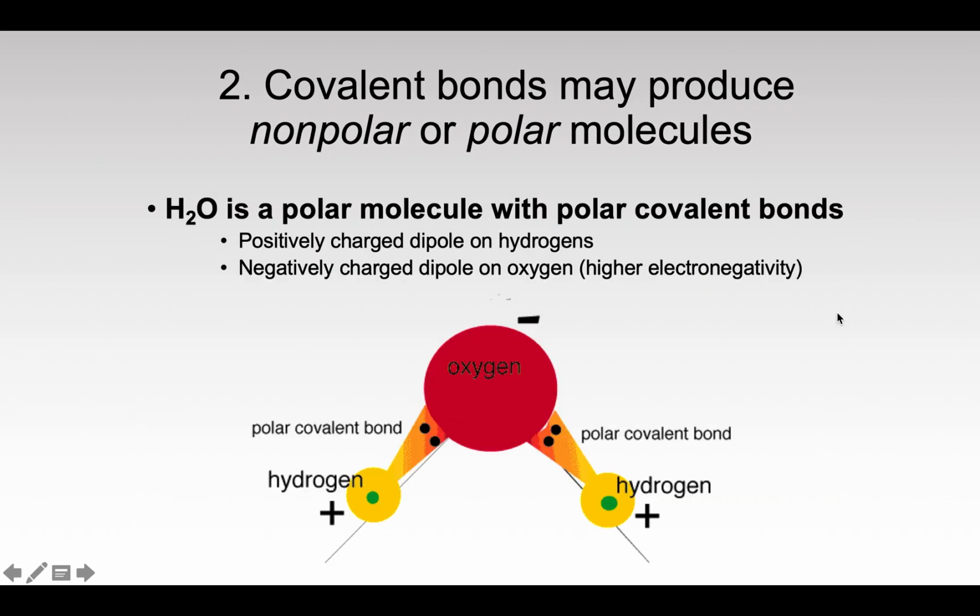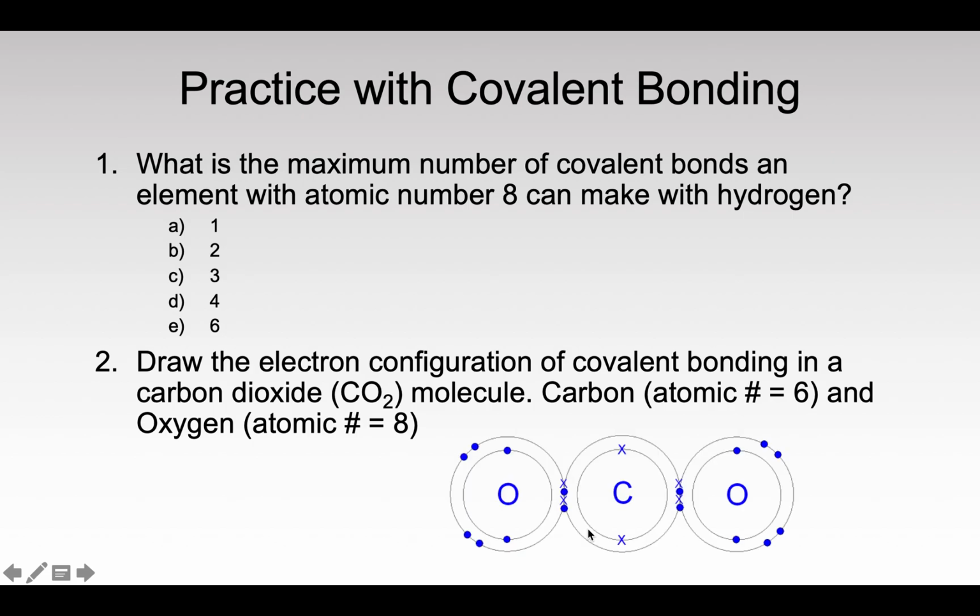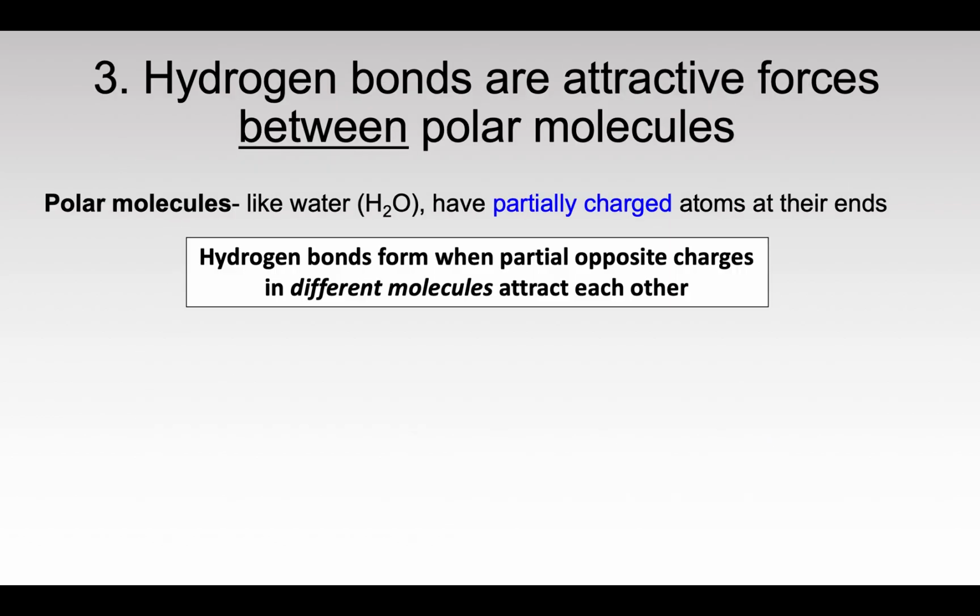Water is probably the most important polar molecule for biology. Again, oxygen is partially negative. It's pulling those electrons towards it. Hydrogens are both partial positive. Hydrogen bonds occur between polar molecules. Water is the best example of hydrogen bonding, right? So hydrogen bonds are denoted by these dashed lines between partial negative and partial positive, between separate molecules, right?